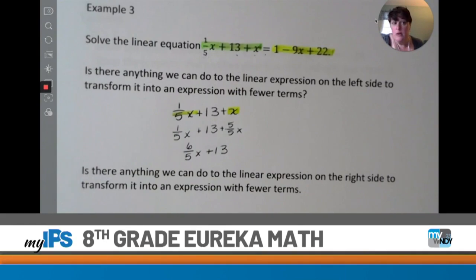Well, it made it a little bit simpler. I now have a fraction greater than 1, but it's just a coefficient, and I have one variable and one constant. I've made it into 2 terms instead of 3.